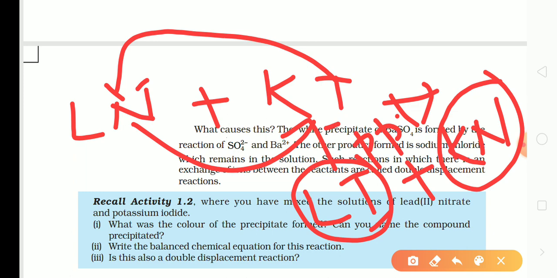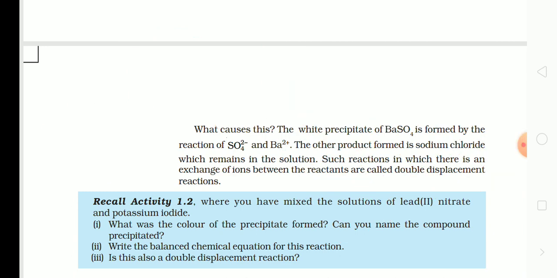Is this also a double displacement reaction? Exactly. It is also a double displacement reaction because you can see there is an exchange of ions between lead and potassium. Actually, it is not the symbol of lead. Pb is the symbol of lead. When lead nitrate is reacting with potassium iodide, we would be getting lead iodide and potassium nitrate. I think a yellow precipitate is there. Lead iodide is, I think, yellow in color. Don't worry about the color, we can discuss later.